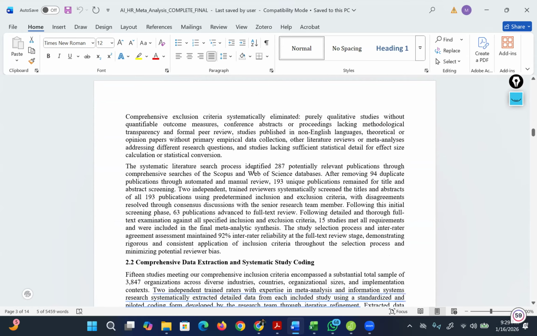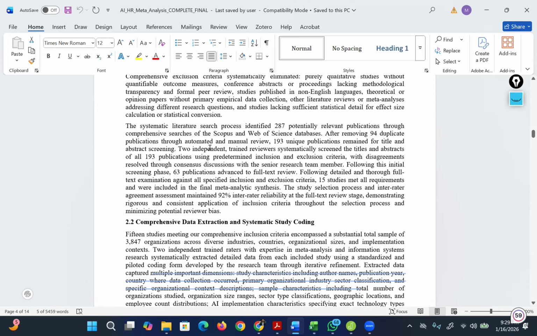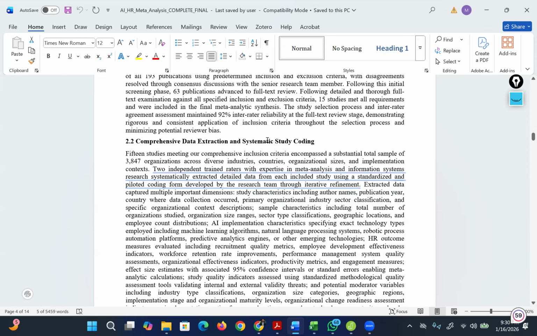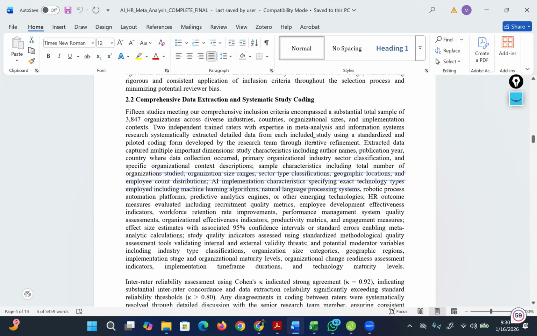The systematic literature review identified 287 potentially relevant publications through a comprehensive search of the Scopus and Web of Science databases. Since I have access to these two databases, I downloaded the articles, but you can use OpenAlex itself, it is very good. Semantic Scholar is very good. Then data extraction, systematic study coding.